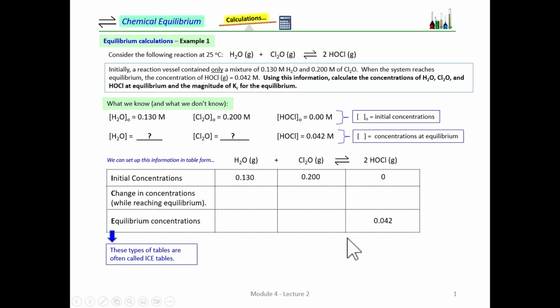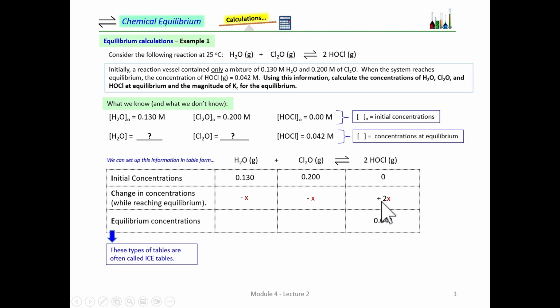And what I did here is just fill in the table with what we know: initial concentration of water, dichlorine oxide, HOCl. We don't know anything about the change, but we do know that at equilibrium, the concentration of HOCl is 0.042 molar. So what about this change row? Well, right here, I'm going to put minus x for H2O, meaning it's going to change, but we don't know how much. We do know it's going to go down because there is no product to start with. So the reaction's going to go to the right. So we're going to lose water. We're going to lose dichlorine oxide. We're going to gain HOCl. So you see the plus right here.